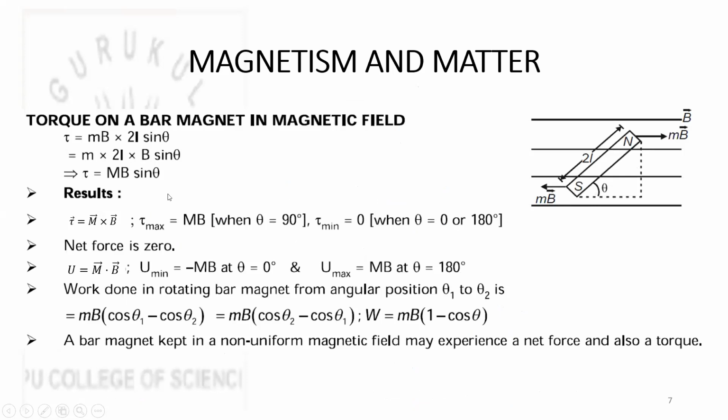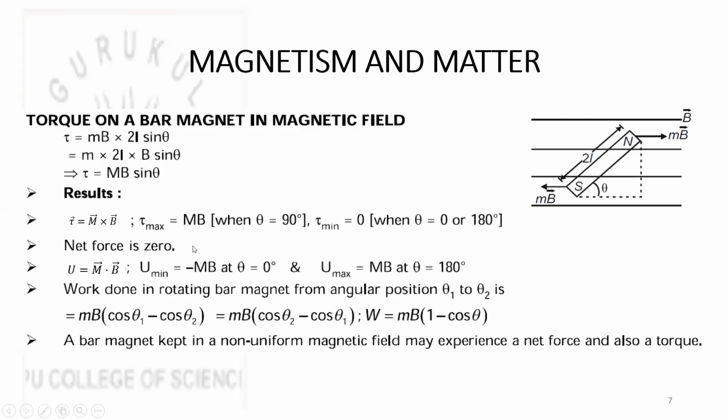In this case, the torque acting on the bar magnet is given by the formula mB into 2l sin theta, and we know that m into 2l is equal to the magnetic dipole moment, that is capital M. Hence tau is expressed as MB sin theta, and here M and B are vectors. So in vector form, torque is given by tau vector is equal to M vector cross B vector. Since we have the sin theta term, if theta is equal to 90 degrees, this torque value becomes maximum. If theta is equal to 0 or 180 degrees, then this torque value becomes minimum. That is why tau maximum is equal to MB and tau minimum is equal to 0.